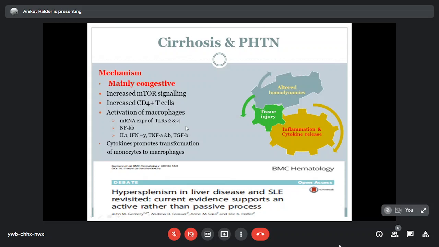So in cirrhosis and portal hypertension, although the main mechanism is congestive, there can be increased cytokine release and inflammation secondary to the tissue injury, that is the liver injury, and increased activation of macrophages, which may cause this hypersplenism.